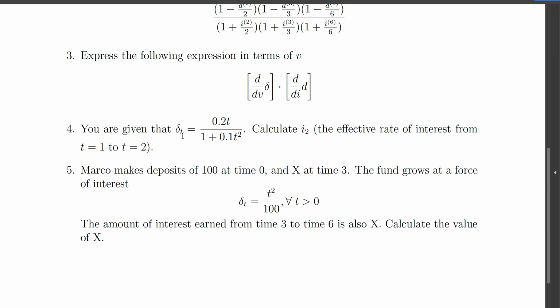So now we move on to question 4. In this question, we're given this force of interest, and we want to find i2. So what exactly is i2? i2 is the effective interest rate earned from time 1 to time 2.